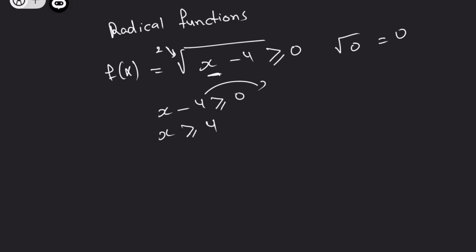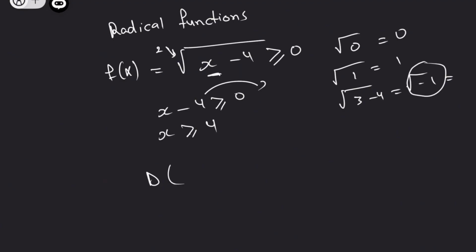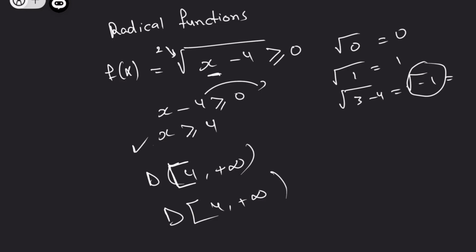Choose, for example, 5. 5 minus 4 is 1, so the answer is 1. So it's defined. But choose a value less than 4, for example 3. 3 minus 4 gives root of minus 1, so that means undefined. So the domain here will be from 4 till positive infinity. But here we are going to change the sign to make it like this, which means we are including 4. So we are including 4 till positive infinity, or you can leave it like this, both of them are correct.